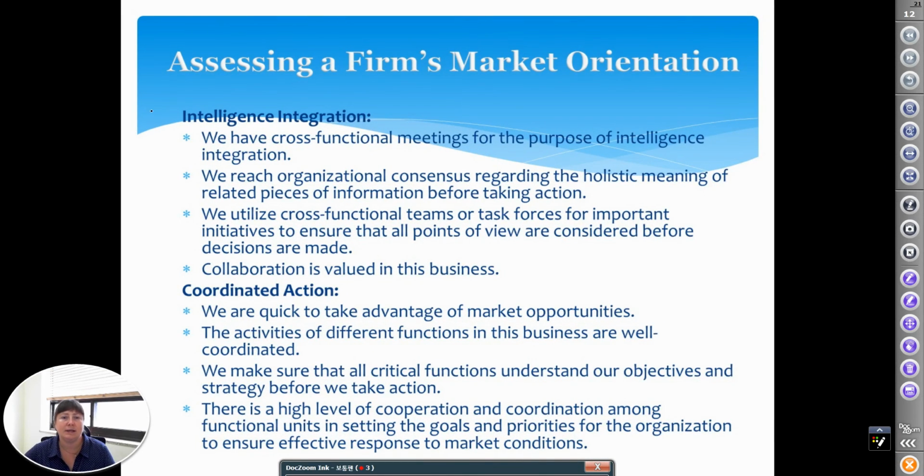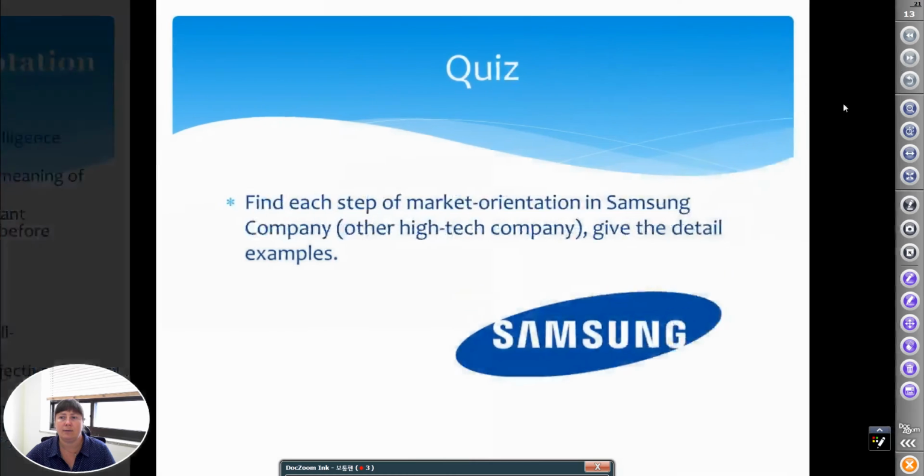So what else? Intelligence integration or coordinated action. Through the intelligence integration, some kind of activity of the market orientation, we can reach, for example, organizational consensus. We can utilize cross-functional teams. We have cross-functional meetings. And coordinated action means that we are quick to take advantage of market opportunities. We make sure that all critical functions are understandable, and our consumers can understand our objectives and strategy. So it's very important to follow these market orientation aspects.